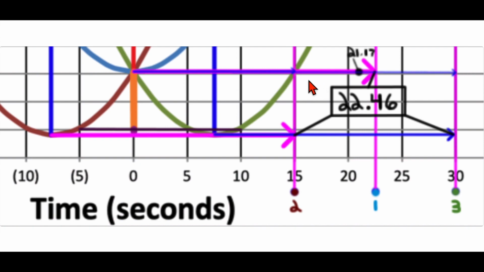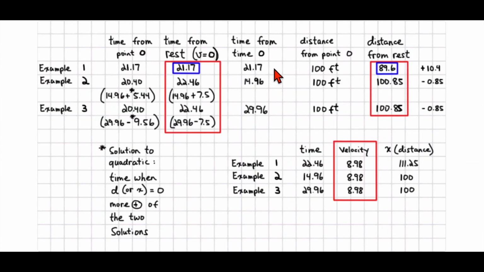seconds to get there. This is 14 and 96 hundredths seconds for example 2, 29 and 96 hundredths seconds for example 3, and 21 and 17 hundredths seconds right here for example 1. Here's the 21 and 17 hundredths seconds, 14 and 96 hundredths seconds. So it doesn't take as long because the timer hasn't started yet. And 29 and 96 hundredths seconds takes longer because the timer started early. The amount of time from rest differs.